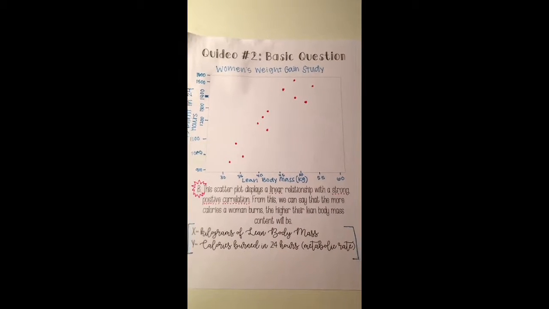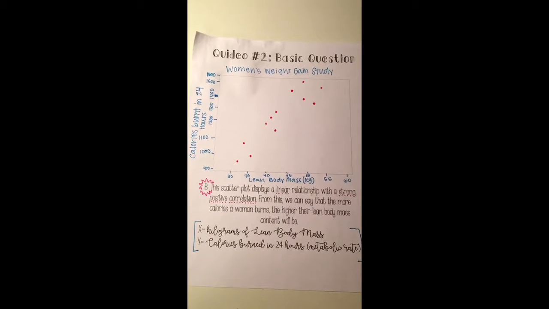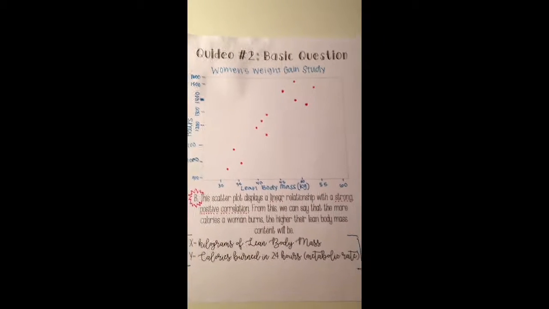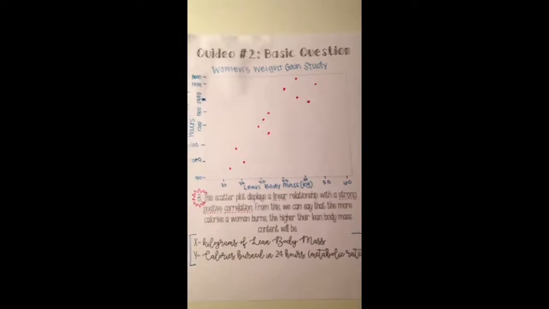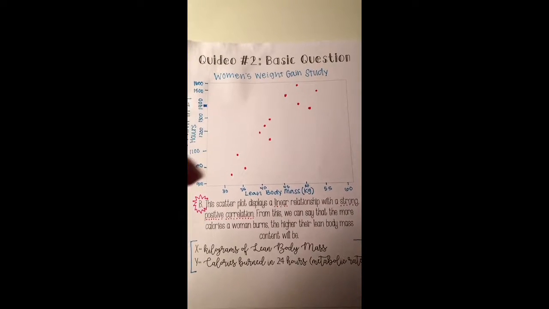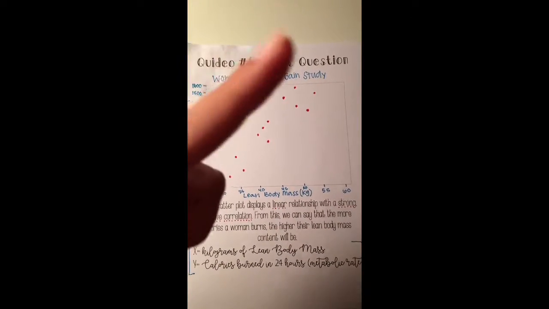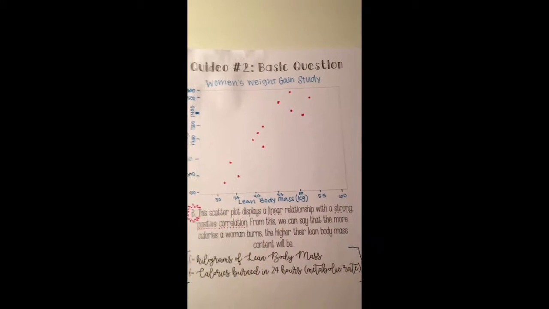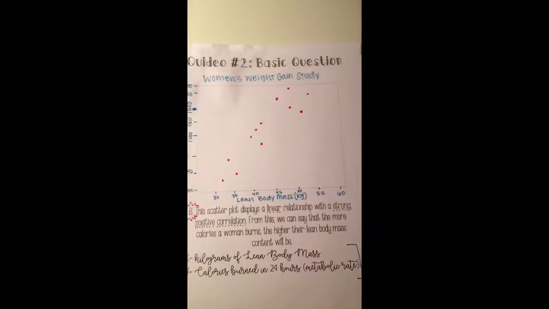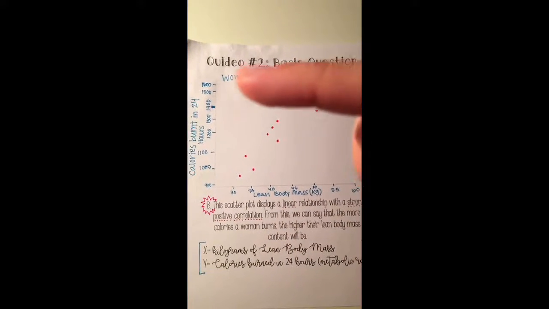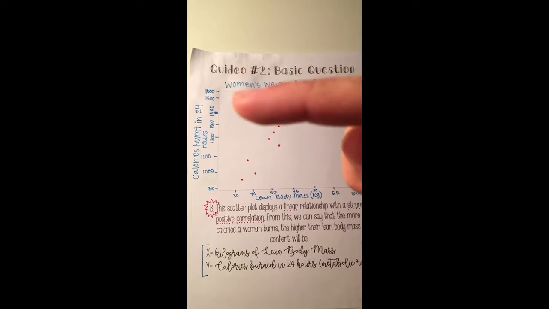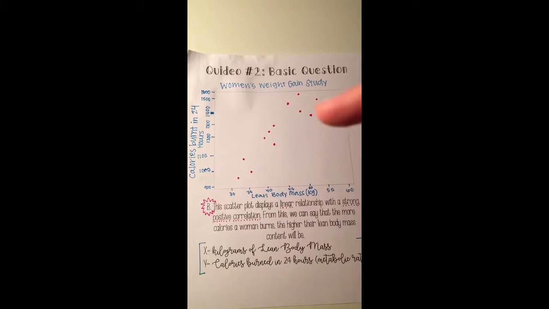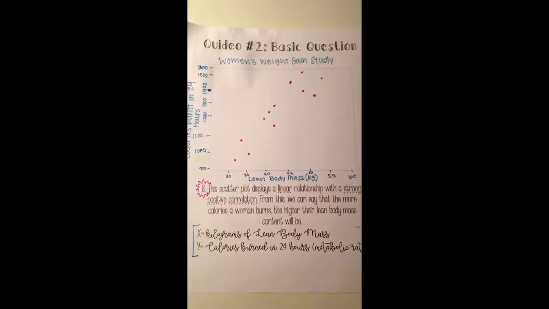So the question asked you just to graph a scatter plot, so I plugged it into my calculator, and this is the pattern that I got. And so it shows a linear relationship because of how it goes up and down the paper like that. And it's positive because both of them increase as it goes from left to right. So from this we can say that the more calories a woman burns in 24 hours, so the higher her metabolic rate is, the more lean body mass that she has.